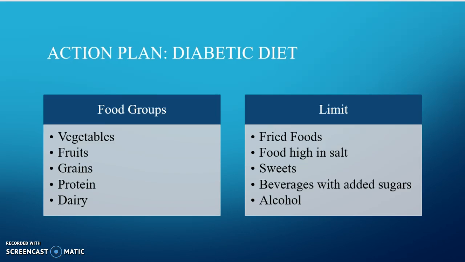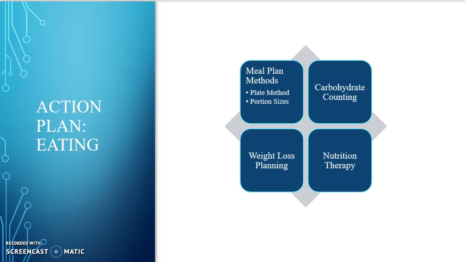Because foods can highly impact blood glucose levels, it is important to carefully plan a diet. Meal planning is a great way to limit and keep track of carbs and sugars in a diabetic diet. Carb counting is one of the most important ways to help control a diabetic diet. There are many apps that can help diabetics keep track of their carb intake, for example, Atkins Carb Counter. Weight loss planning and nutrition therapy are other vital components.